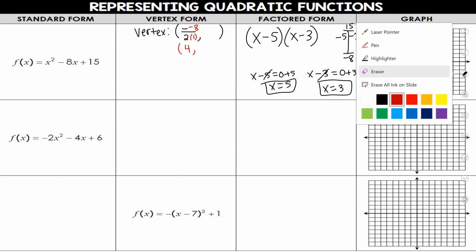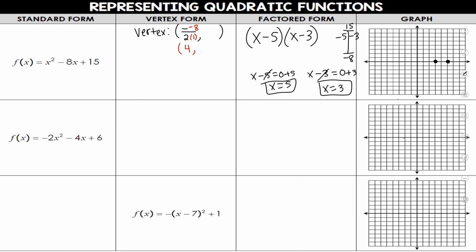To find the y value of the vertex, we're just going to plug this into my standard form here. So let's plug in the 4. This will be 4 squared minus 8 times 4 plus 15. So 4 squared is 16 minus 32 plus 15. 16 minus 32 is -16, and -16 plus 15 is -1. So that is the y value of my vertex.